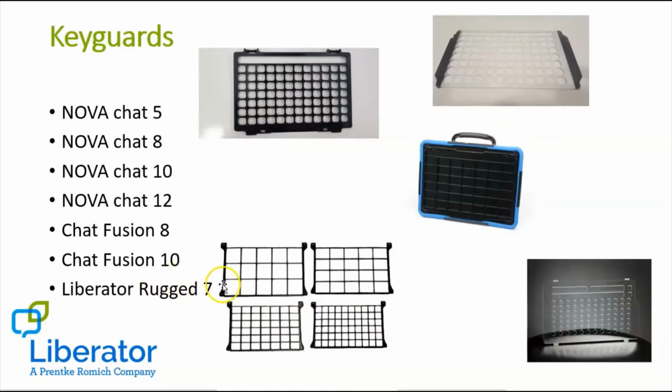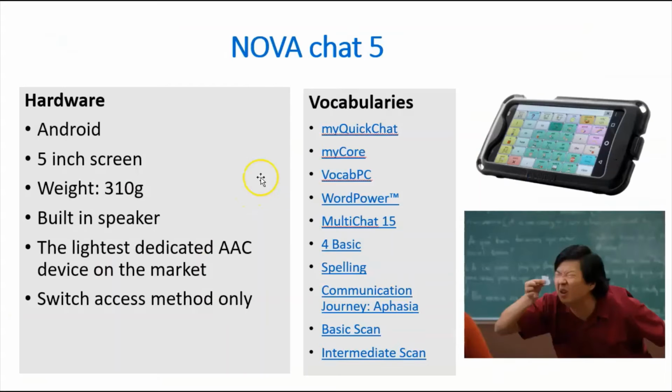Okay. Next page. All right, so let's get started on each of the devices. Nova Chat 5, you can see it is a small device, and so if you can imagine word power 48 on that, 108 on that size device, the size of your phone, it'd be very hard to see. So you are weighing up smaller buttons with a more functional device around size. But it is an Android device.